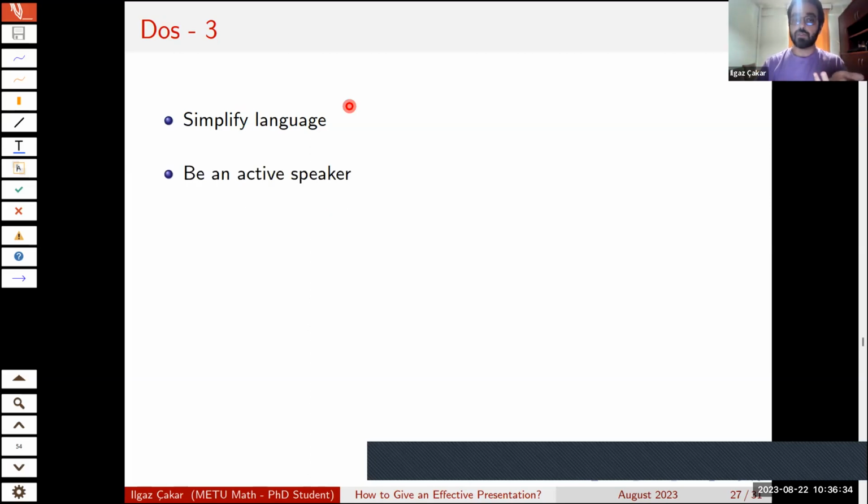During your speech, you should be an active speaker. What do I mean? You should make eye contact with your audience. It includes not looking directly at the board. Okay. 99% of the time, you should be facing your audience, not the board, not the computer, etc. And always look at the eyes of your audience. Do not look outside the window, or at the ground or the ceiling.